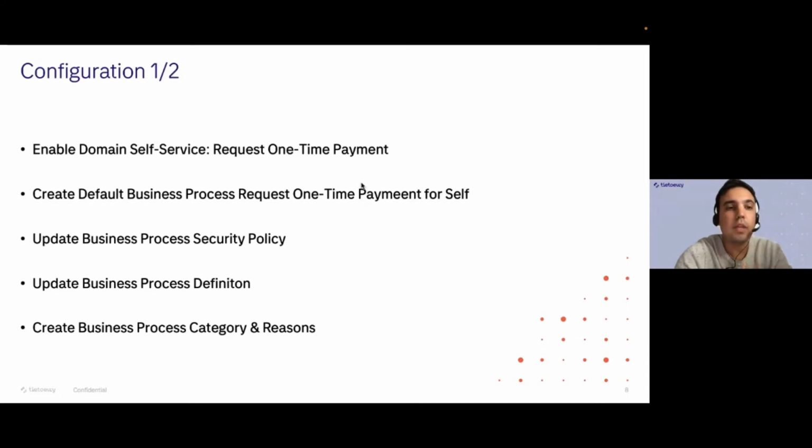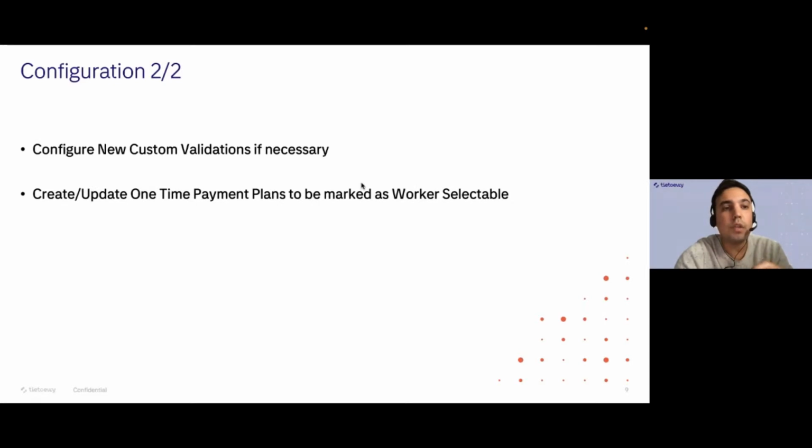Once you have created that, you need to update your business process security policy and your business process definition. Is there any review step? Is there any approval? You need to define the new definition for this process. And as we are talking about business process, you need to create your own business process category and reasons. The second part, you can configure custom validation if you have any for this.